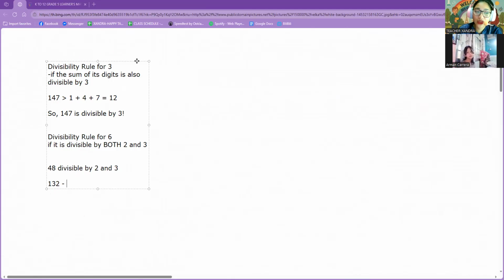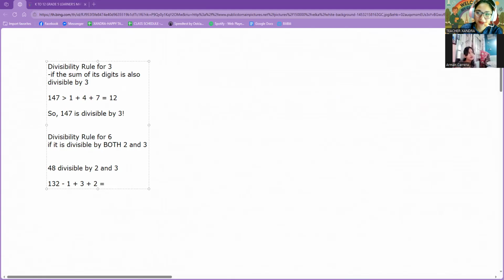Divisibility rule for 3: a number is divisible by 3 if the sum of its digits is also divisible by 3. So like this one, 147: 1 plus 4 plus 7 is 12. Okay, how about this one? 1 plus 3 plus 2.